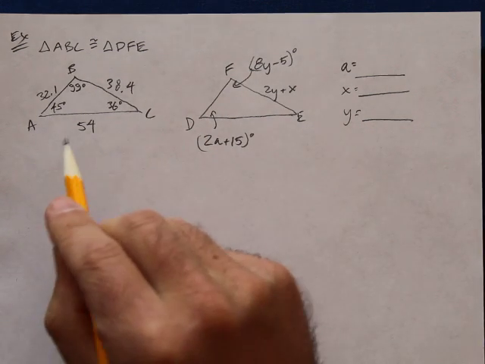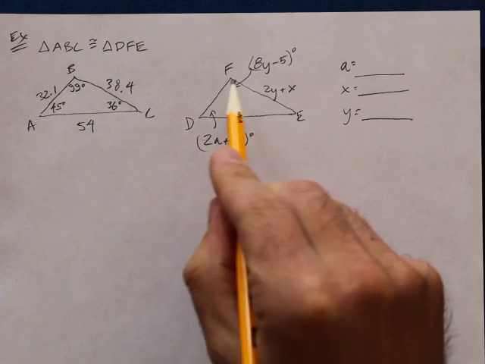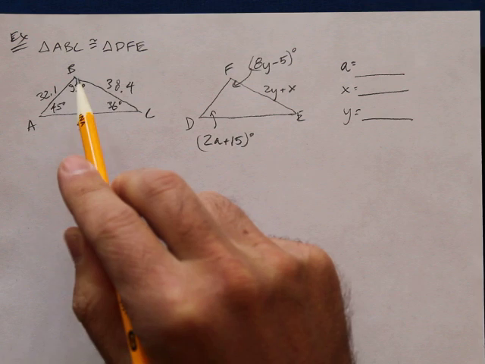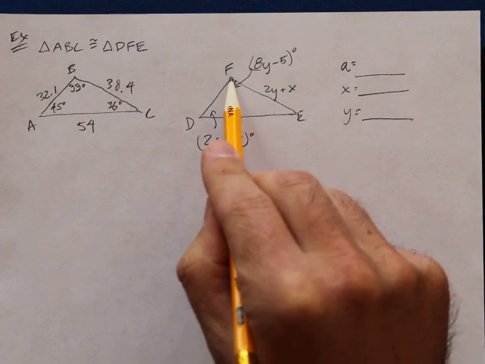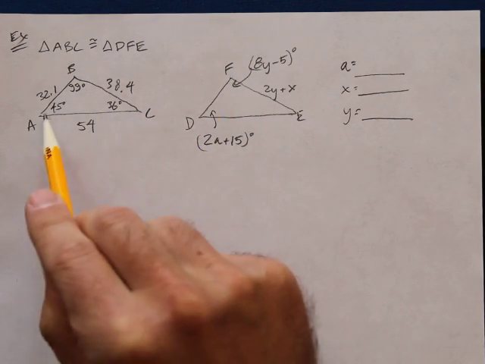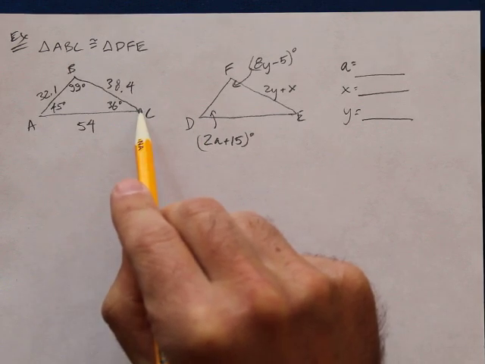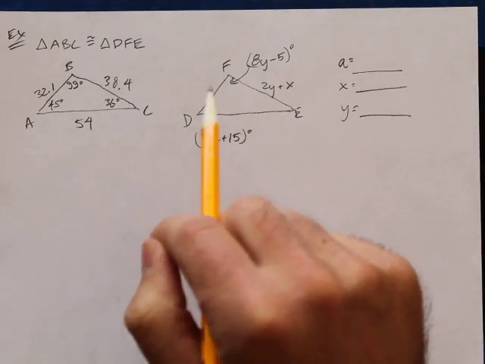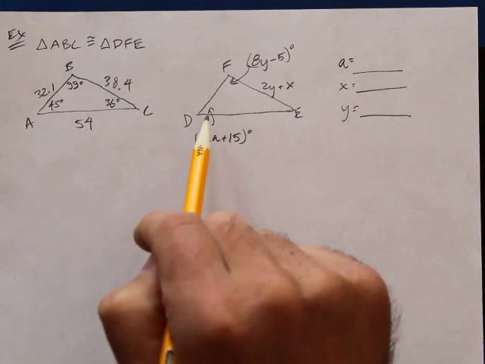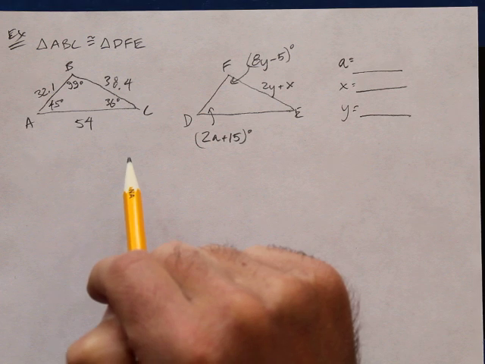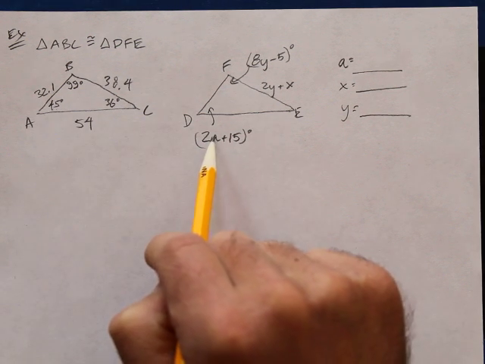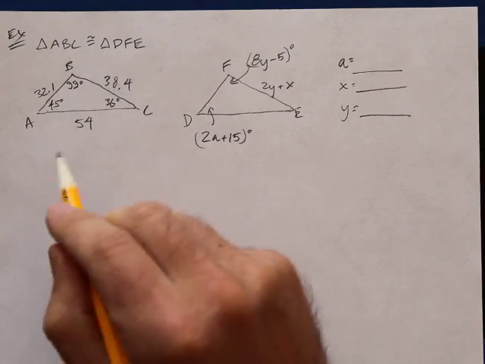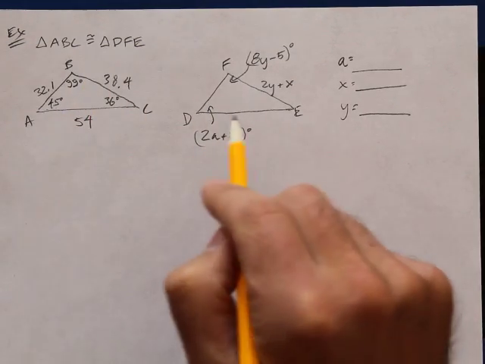All right, let's go ahead and check these out. If I'm looking at my triangles, I can see they are both set up so that B corresponds with F, A and D are corresponding, and C and E are corresponding. They're laid out easy for me to find which angle goes with which angle.